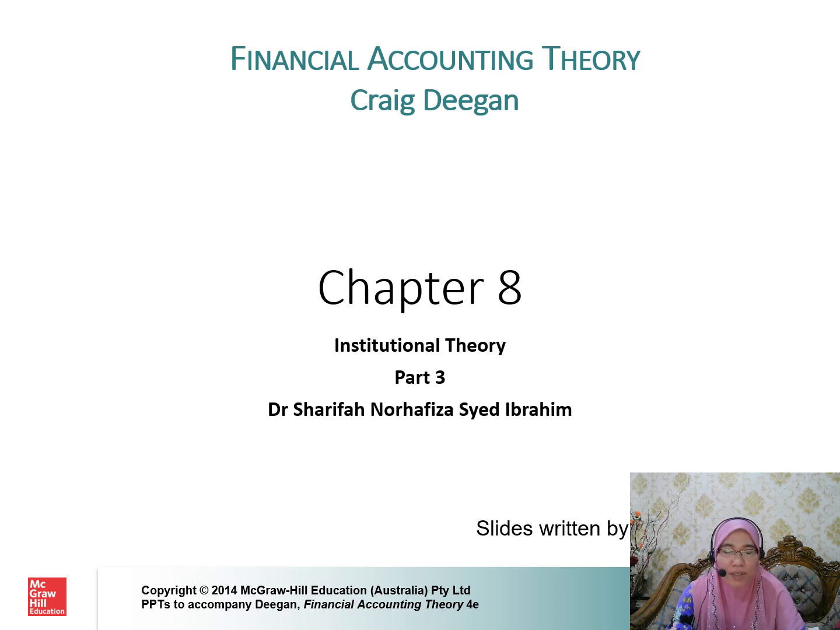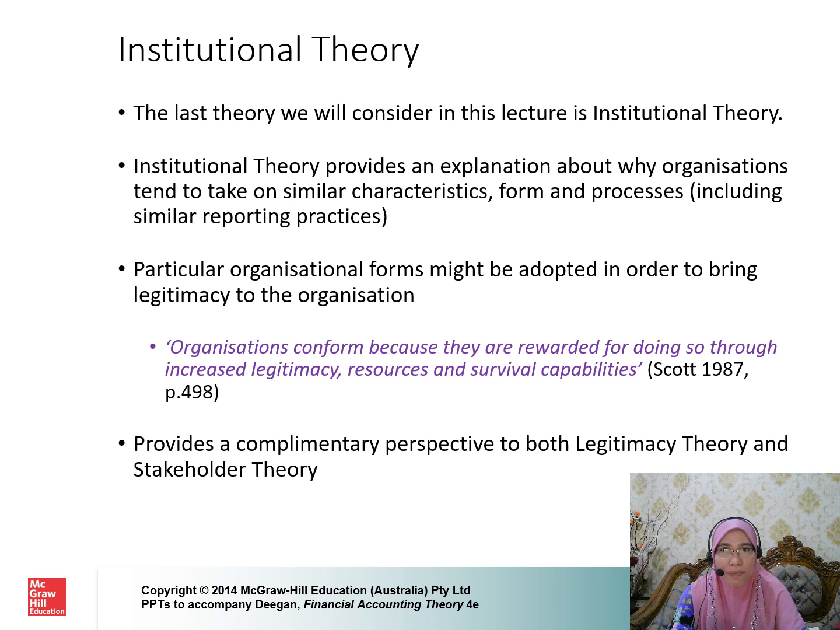Okay. So the third theory is the institutional theory. This is actually to complement legitimacy theory and also stakeholder theory. The institutional theory will provide explanation about why organizations tend to take on similar characteristics, form and processes for similar reporting practices. So from this theory, you will see why in the industry, the way the companies in that industry provide voluntary disclosures are similar.